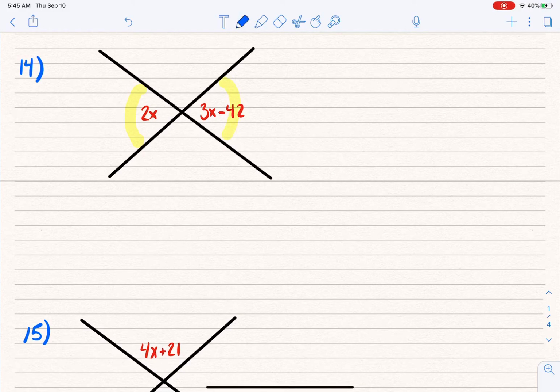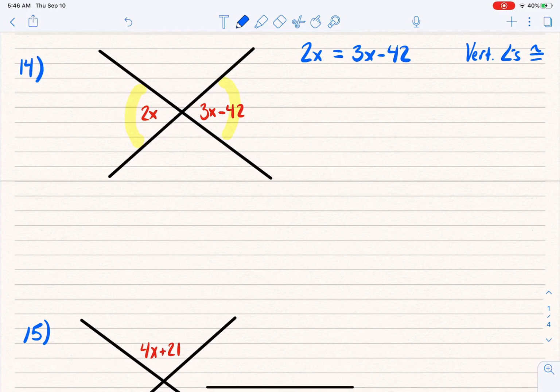So the very first thing I'd do to start this problem is I'd say, well, I know that 2x is equal to 3x minus 42. And I know that because vertical angles are congruent.